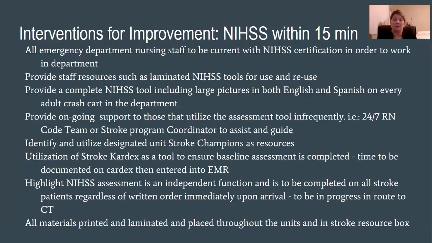Stroke Cardex is a tool that outlines everything that's required to be done in order to administer TPA, as well as follow through with. It follows the patient up to the floor, and protocol is continued through their care on the inpatient side. But the Stroke Cardex tells you what the NIH stroke scale was, and if aspirin was administered, and it just goes through all the different things that are required for the stroke patient, and that's an important tool to use.